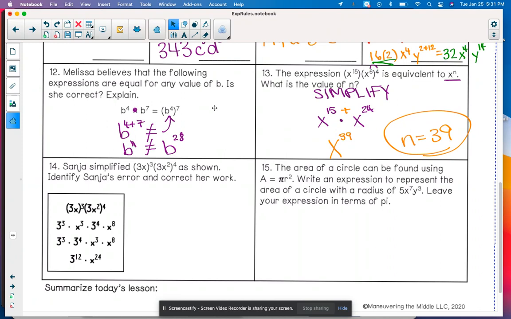All right, so Sanja simplified the following problem as shown. Identify Sanja's error and correct her work. So I'm going to give you a few minutes to figure out which step, 1, 2, or 3, did she get wrong. So go ahead and type your answer, 1, 2, or 3, in the box below.